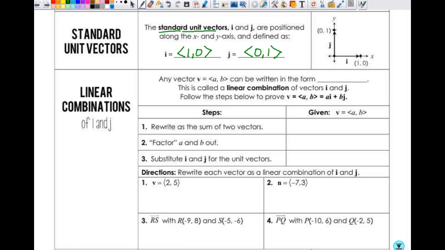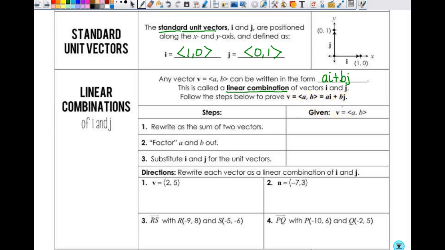So any vector v, or that we call ab there, can be written in the form ai plus bj. Okay. So that's just taking these two pieces, the x value times i, the y value times j. So this is called the linear combination of vectors i and j. So we follow the steps below to prove that these two things are equal.